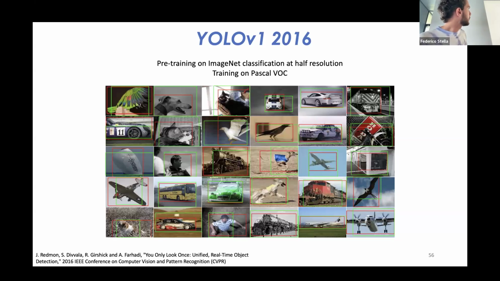Okay, some examples of the output. They pre-train on ImageNet, and then they train on this dataset called Pascal VOC, which contains all the bounding boxes and whatnot. They pre-train on ImageNet because they saw this works better.